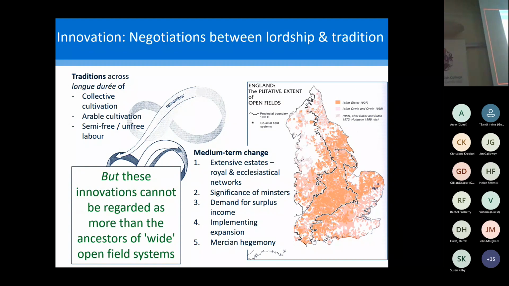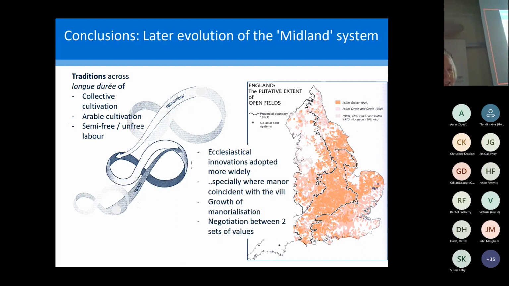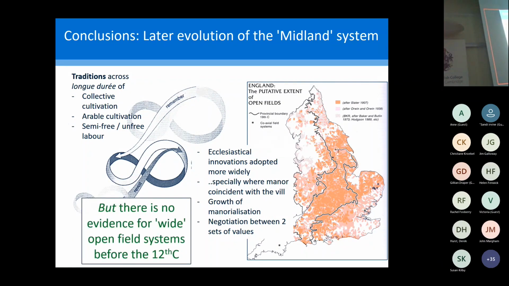But these are not any more than the ancestors of wide open field systems. You can't actually say you can see the Midland system until the 12th century, because as Chris and Joan Thirsk both remarked, the only way that we know that Midland field systems existed, where they existed, is because we have documentary evidence for them. And until we have documentary evidence for them, we can't say they were there. We have to go with the lowest common denominator, which is a narrow open field system.